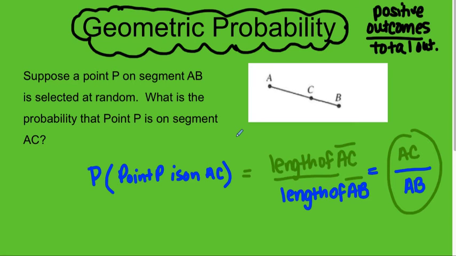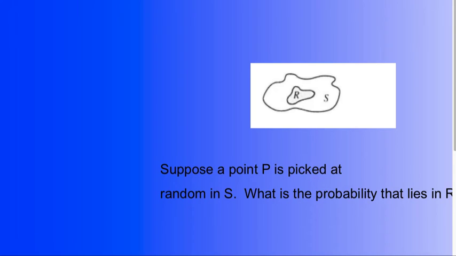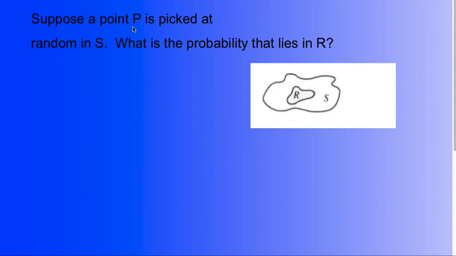So that idea is when we're talking about one-dimensional figures, so segments, points. When we look at area or bigger figures, two-dimensional figures, we might have to consider area. So let's look at this one. Suppose a point P is picked at random in S. So this whole thing is S, and you can see R is inside S. What's the probability that it lies in R?